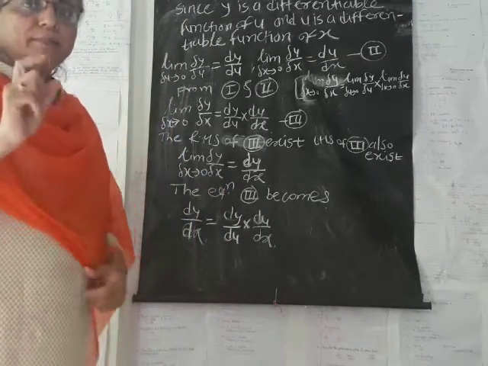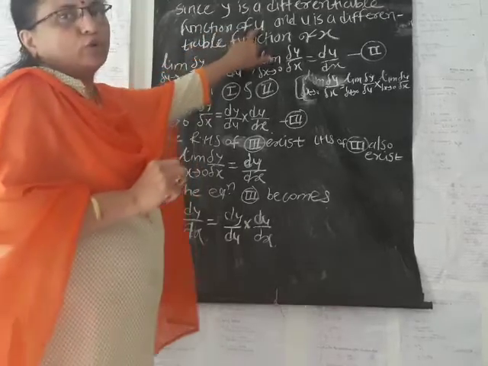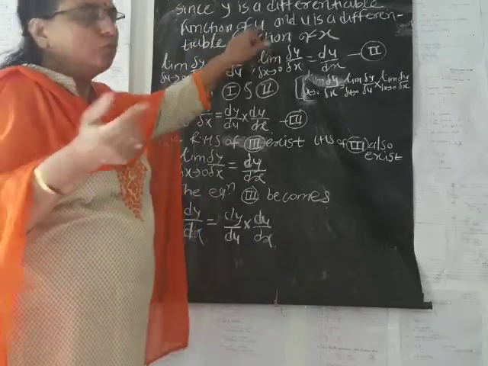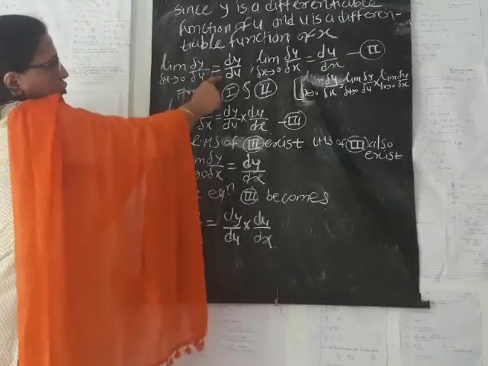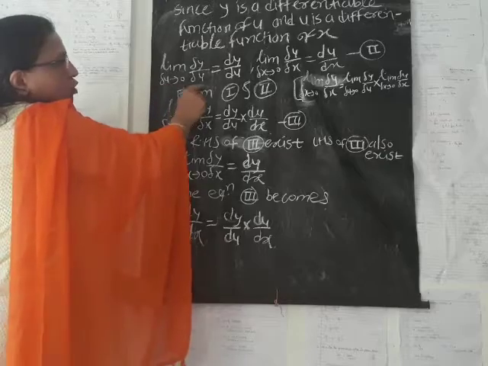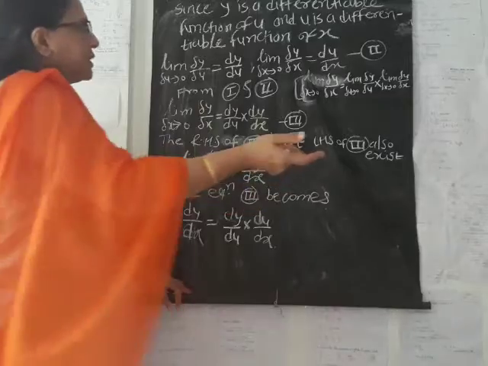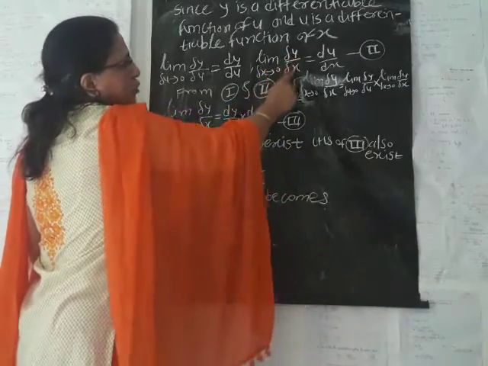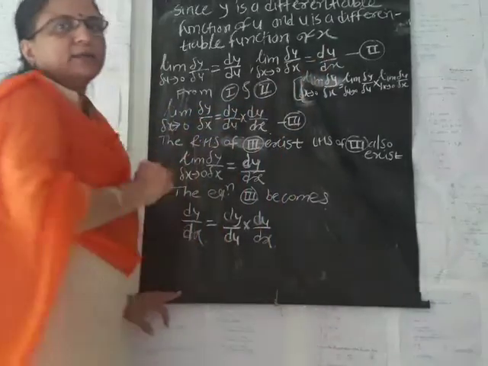Then, yes, but only learn the Leibniz definition. Since y is a differentiable function of u, y is a function of u, मग काय त्याची डेफिनेशन? y is a function of u means limit delta y by delta u tends to 0 is what? dy by du. आता u is a function of x means limit delta u by delta x tends to 0 is what? du by dx.